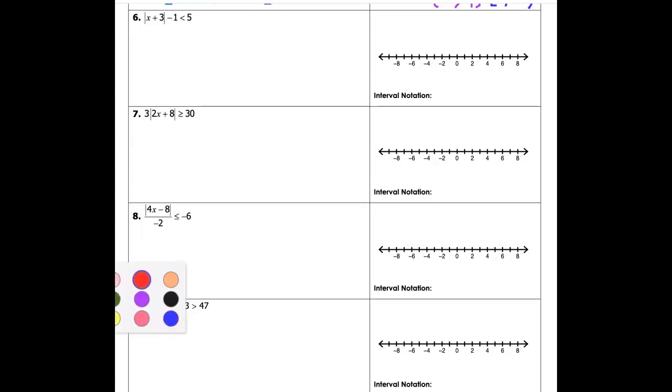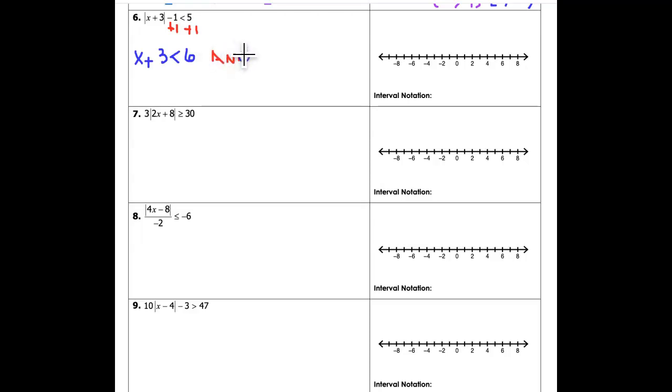So for this first one, I can't do anything yet till we get rid of this minus 1. I would start by adding 1 to both sides. And so now when we set up our two inequalities, our first one will be x plus 3 is less than 6, and then 6 is the number we use, not 5. It's a less than, which means this is going to be an and inequality.